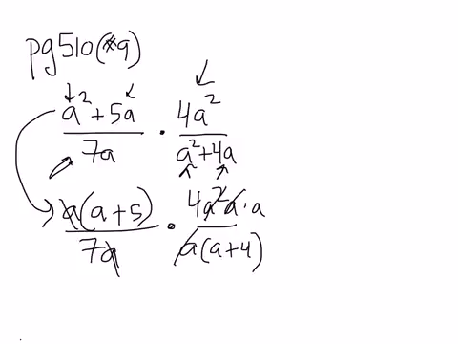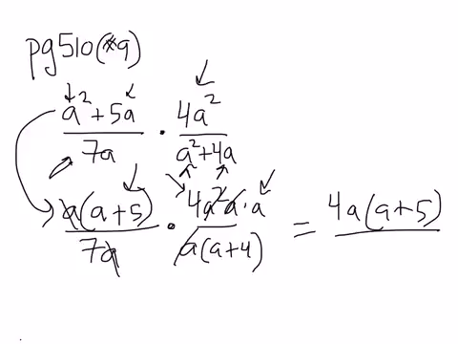So just let me take a look at what's left. Up top here, I have a 4a, and that's being multiplied by a plus 5. And this is an a. Sorry, it's sloppy. And then in the denominator, I have a 7 and an a plus 4. So it's 7 multiplied by a plus 4. Nothing else cancels out here. Here's my answer.